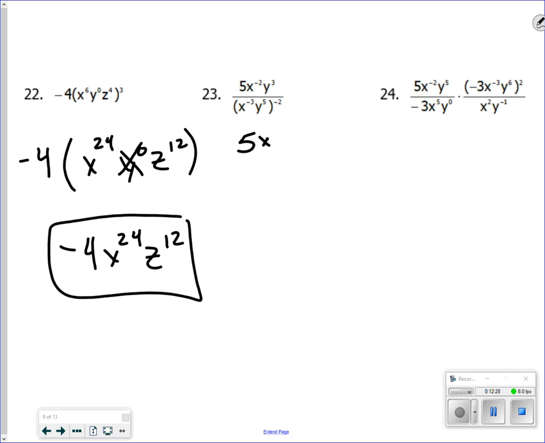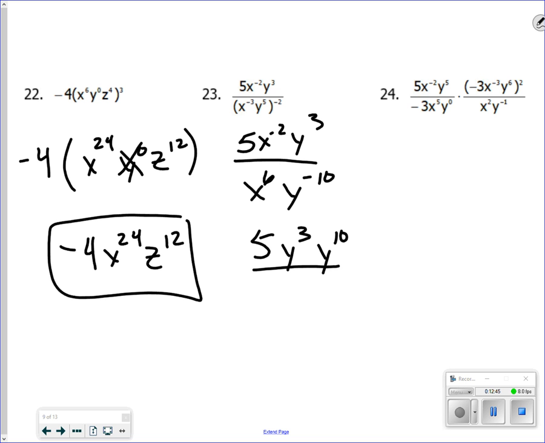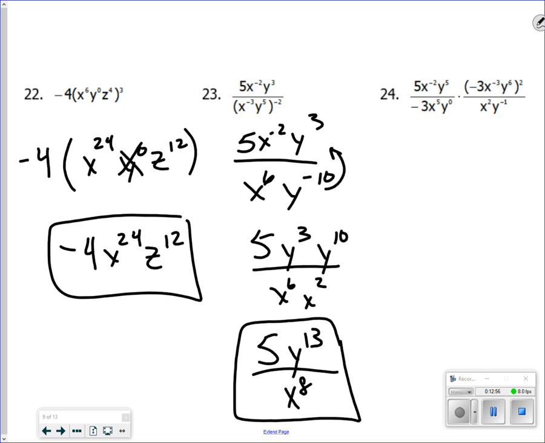Next one. The bottom, x to the positive 6. Y to the negative 10th, because when you have a power raised to a power, you're going to multiply the powers. Negative power means that it needs to move. So the 5 and the y to the third doesn't go anywhere. The y to the 10th needs to move to the top, and the x to the negative second needs to move to the bottom. Both y's on top, so I would add their exponents. Both x's on the bottom, so I would add their exponents.